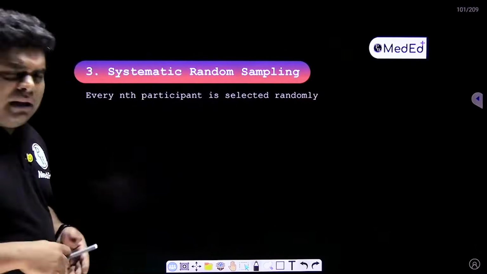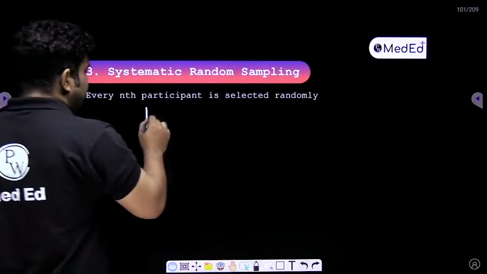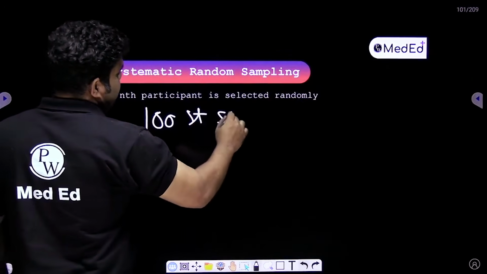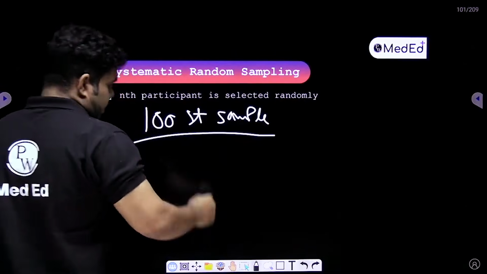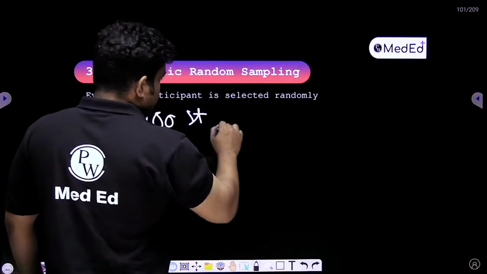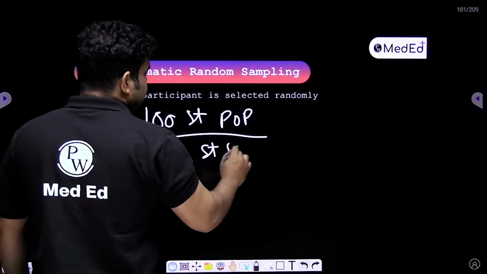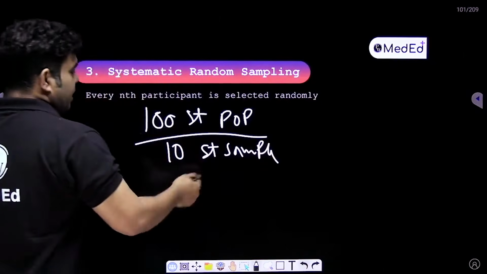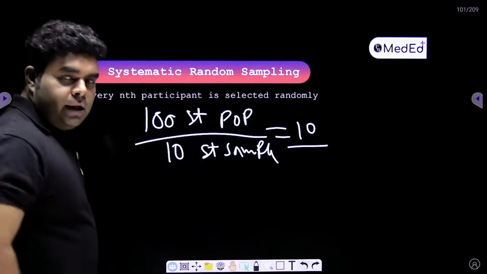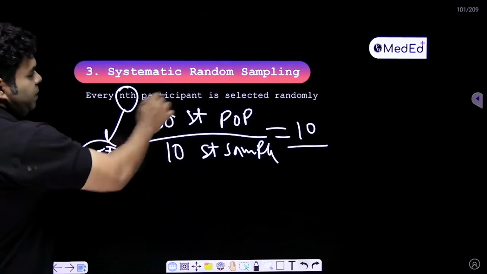Okay. So this is the most common area of questions nowadays, stratified random sampling. What is systematic random sampling? Very simple thing. Suppose there are 100 students in the class, and out of this population of 100 students, I want to choose only 10 as the sample. If you divide 100 by 10, it will come to 10. I will ask you to give me any random number between 1 and 10. Suppose the random number you gave was 5. Then every 5th participant will be selected.